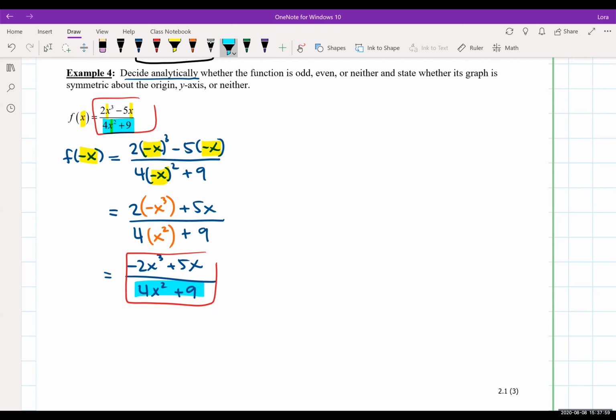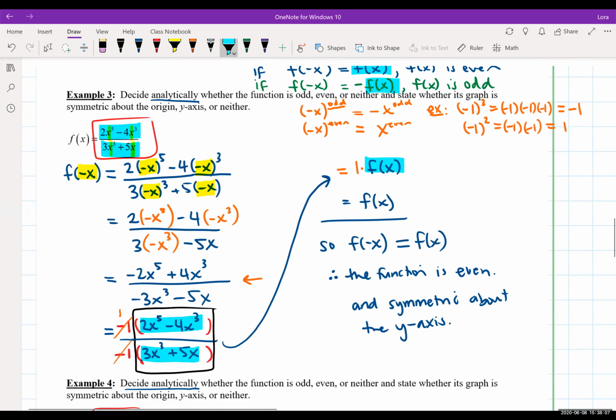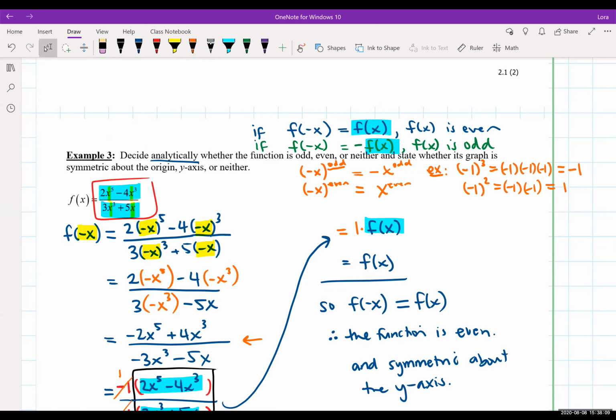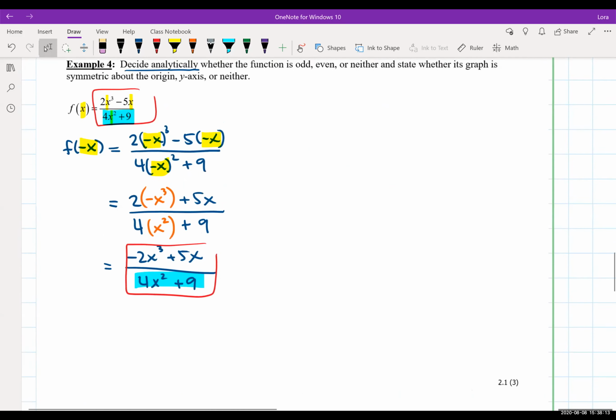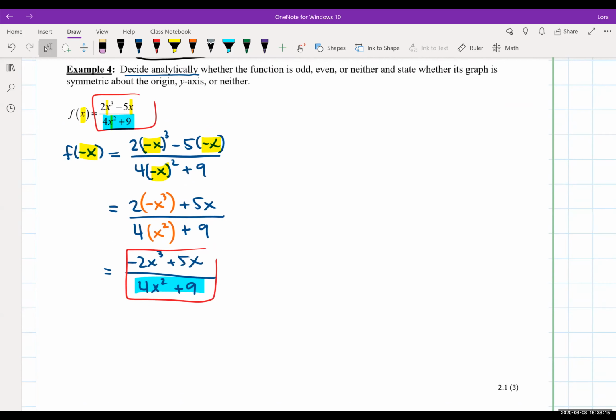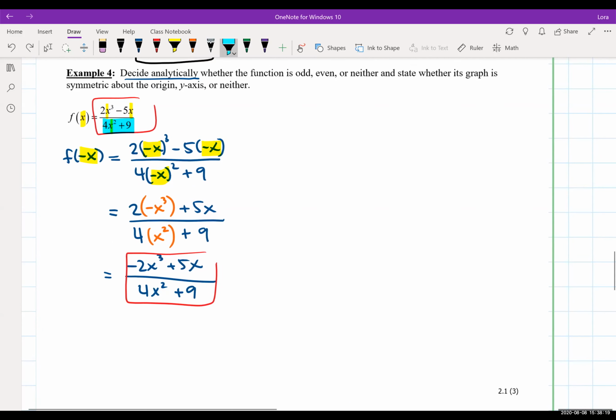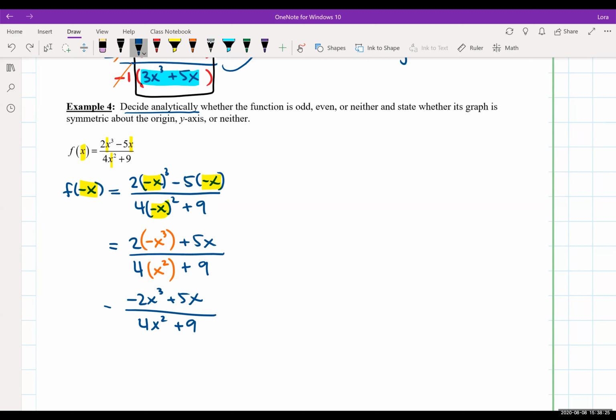So this would call out to me that maybe my goal is to try to get f of x back. Let me see if I can scroll back. I want to get f of x back in some way. See if I can do that. So if the denominator is already the same, I don't really have to touch the denominator. I'm going to start playing with the numerator. And when I say play, I mean factoring out a negative 1. So let's try that.